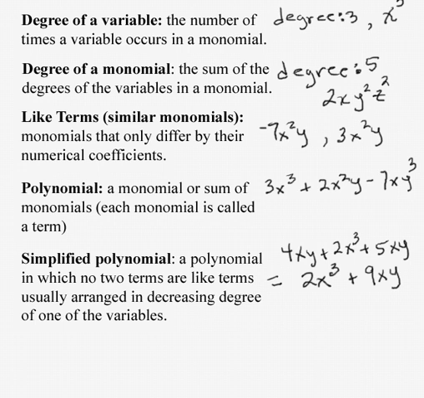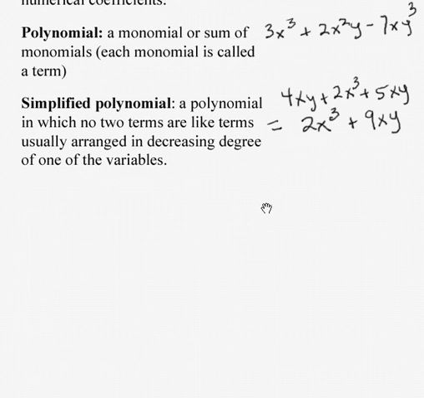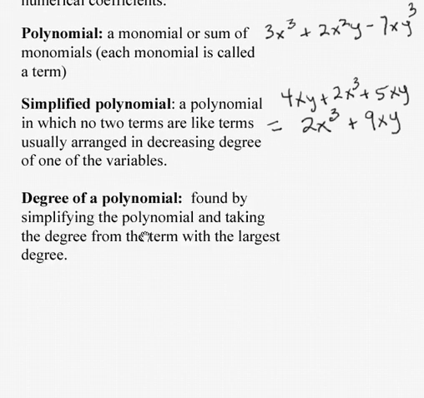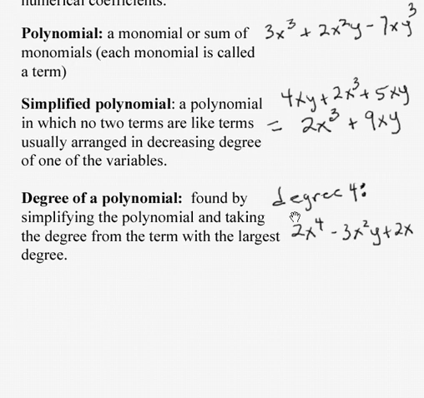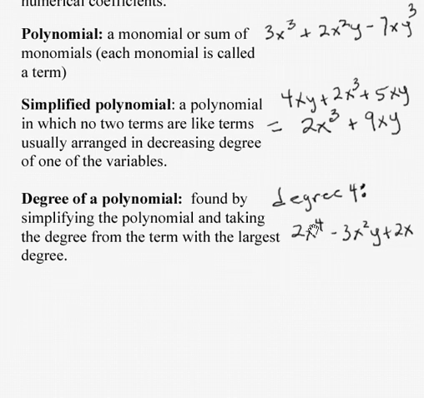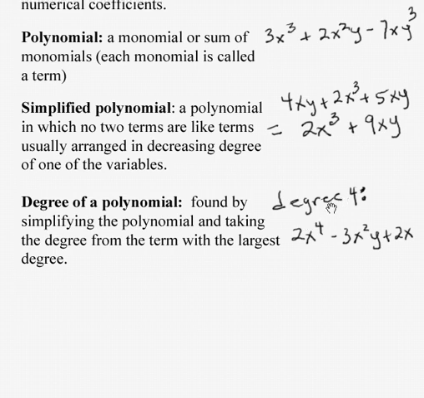That would be simplified. All right, now that we know what a simplified polynomial is, we're ready to figure out how to find the degree of a polynomial. You look at the degree of each term, of each monomial, and then you take the largest number. So I've got 2x to the fourth minus 3x squared y plus 2x. This term, the degree is 4. This term, the degree is 3. This term, the degree is 1. We take the largest number from the degree of each term, and that's the degree of the whole polynomial. So this polynomial is degree 4.